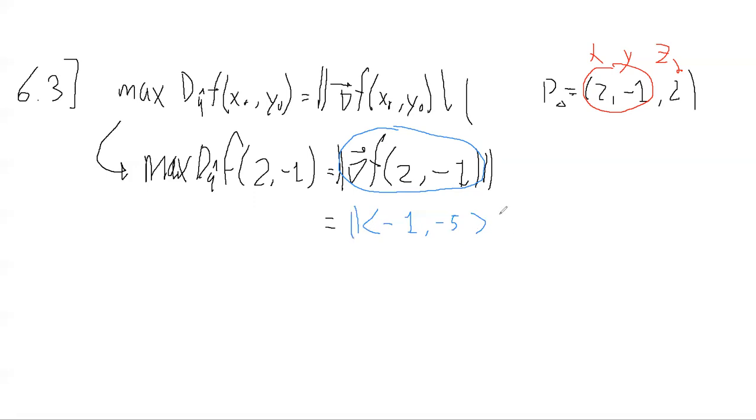And all you're doing is finding the absolute value of that. How do you find the absolute value of this? All you do is find the square root of -1 squared plus -5 squared. That's how you find the absolute value.